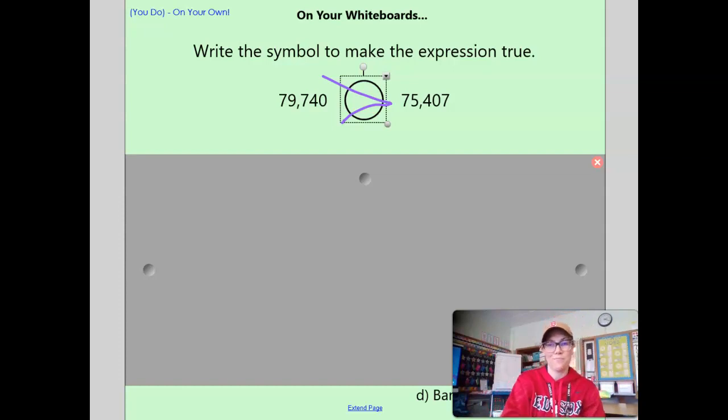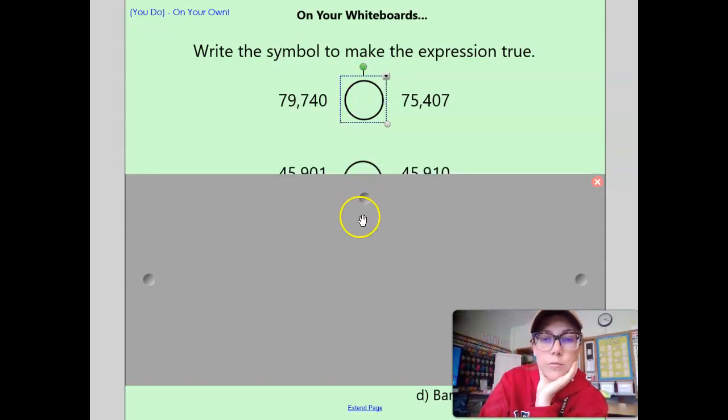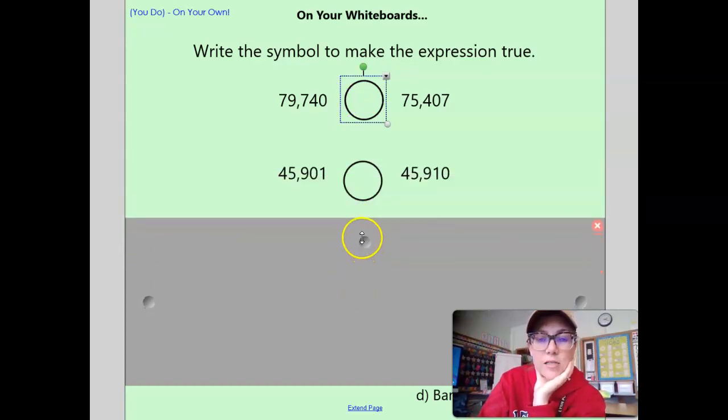How'd you do? Okay, let's try one more, and then I'll send you off on your own to practice. Here you go. That's the last one for today. 45,901 and 45,910. Okay. Pause if you need to and solve, and come back and check.